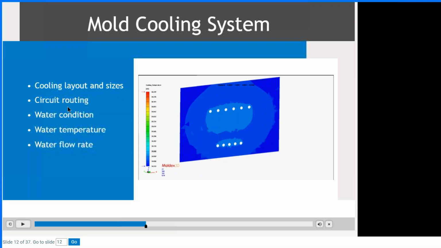Is the water circuit very long, and the pressure that comes from the mold temperature controller not high enough anymore to really get a good water flow rate through the system, and therefore we have poor heat transfer? So there's a lot of things that need to be taken care of when you set up a molding machine and a mold for processing.